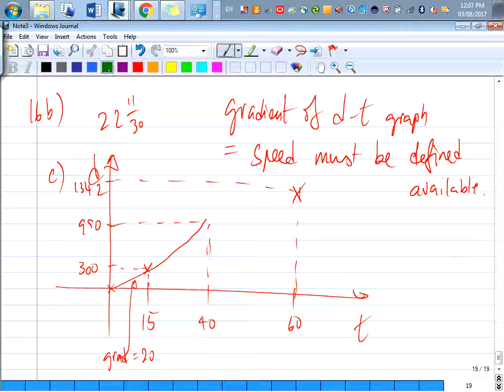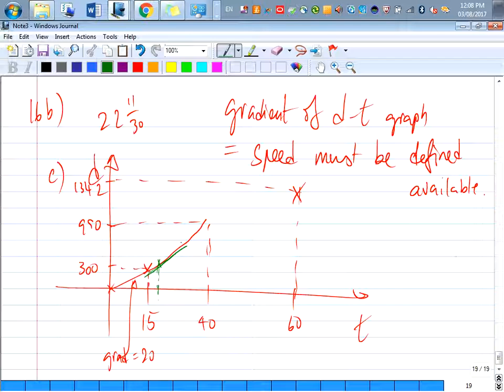Okay? Then if I try to find the gradient from 0 to 15, it is a straight line with a constant gradient of 20. When I draw a tangent line at time equals 15, I still end up with this straight line. The gradient is still defined at time equals 15, and that is the value of 20. When my time increases by a little bit, for example over here, then I draw a tangent line to find the speed. And I see that, hey, it is steeper now, meaning the speed has increased.